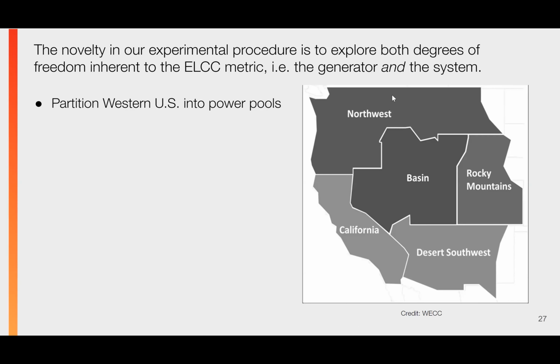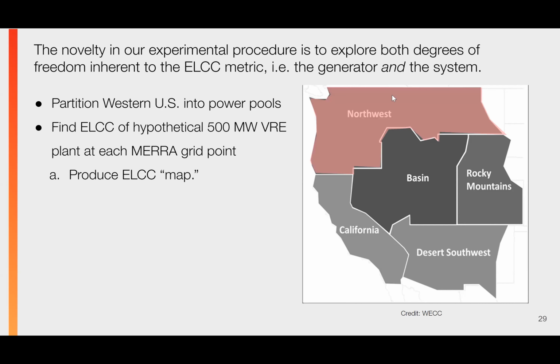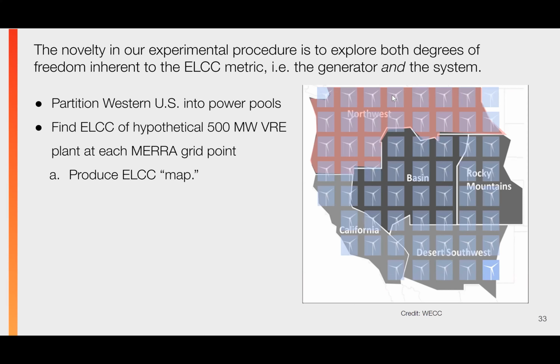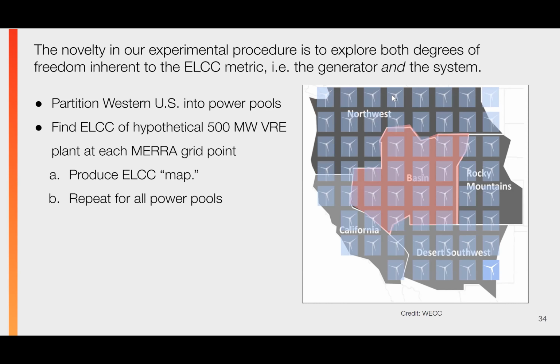So as I mentioned, there are these 2 degrees of freedom within the ELCC metric, the generator and the system, and we want to conduct a comprehensive analysis of the Western United States, which fully explores both of these. So we partition the Western US into 5 power pools. And then for each individual power pool, say the Northwest Power System, we calculate the ELCC of a hypothetical 500 megawatt wind plant at the first MERRA grid point. And then we move that wind plant to the next MERRA grid point and calculate the ELCC contributing to the Northwest Power Pool there. And then we do this at every MERRA grid point across the entire Western US until we build up an ELCC map for wind generators contributing to the Northwest Power Pool. And then we repeat this for each of our 5 power pools.